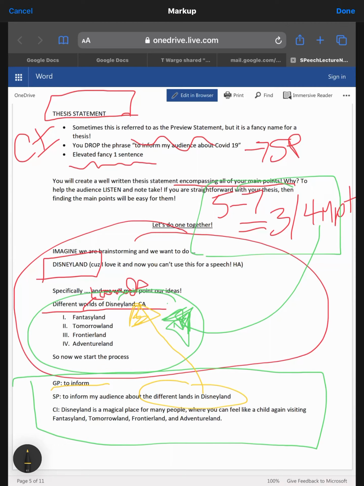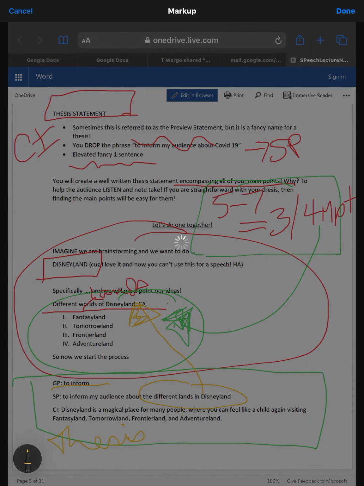And then I get to my thesis. And my thesis is, Disneyland is a magical place for many people where you can feel like a child again visiting Fantasyland, Tomorrowland, Frontierland, and Adventureland. So that was just kind of a little quick one. Okay. So I'm done with this.